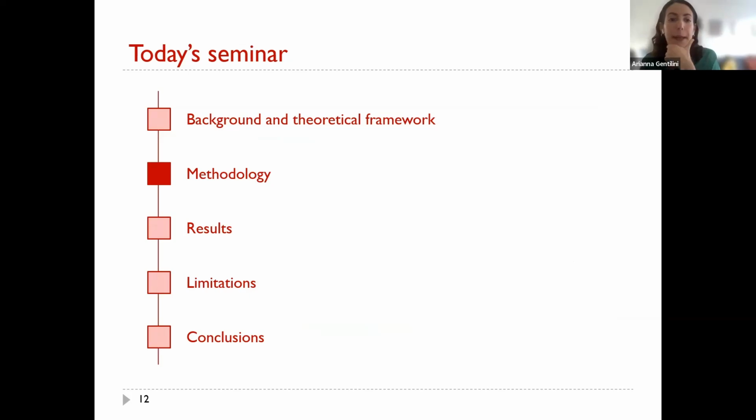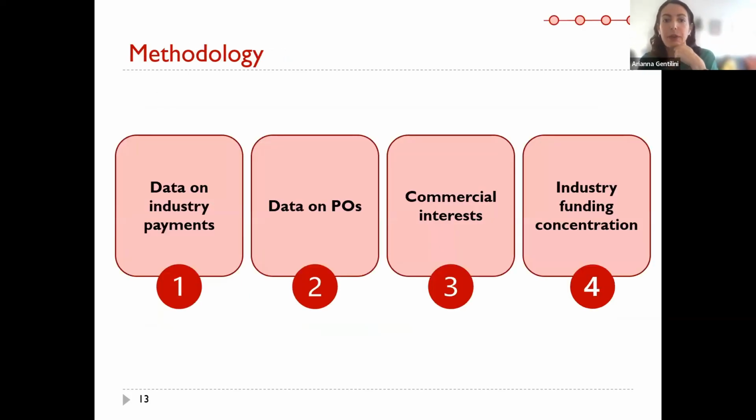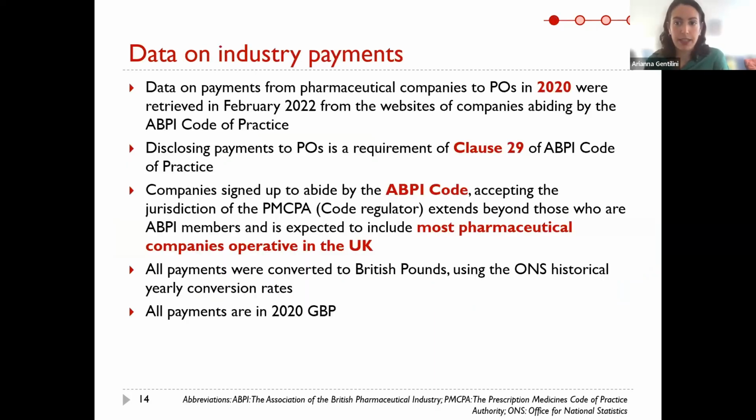So, going to the methodology. The methodology is going to be divided into four sections. In the first part, we collected data on industry payments, followed by data on patient organizations receiving industry payments. Then we assessed whether companies had a commercial interest in the disease area targeted by the patient organization. And finally, we assessed industry funding concentration.